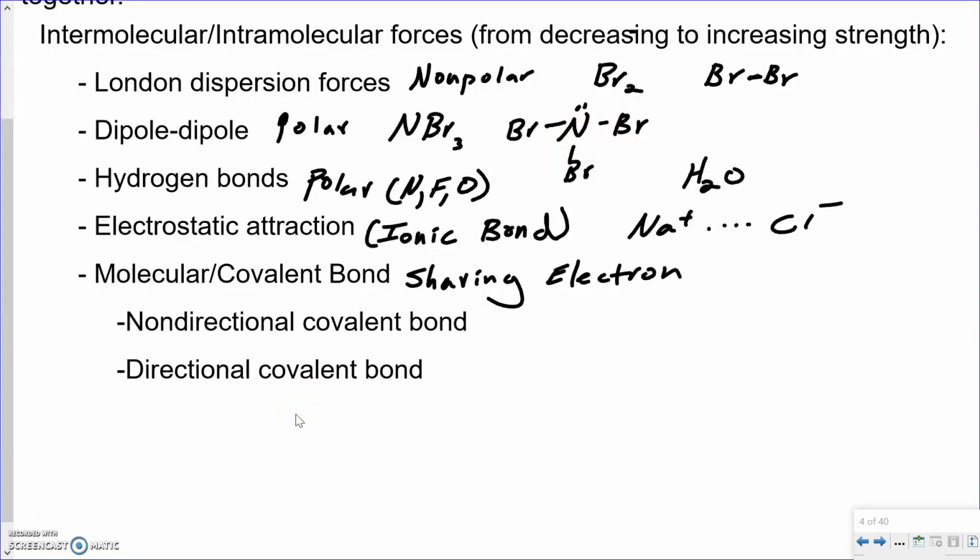We then have our intramolecular forces, which are our covalent bonds. We have our non-directional, which again means the electrons are being shared in multiple directions with multiple different atoms, versus directional, which is our stereotypical covalent bond, what we think of like this type of bond right here, a directional covalent bond between two atoms. The electrons are being shared between two atoms.